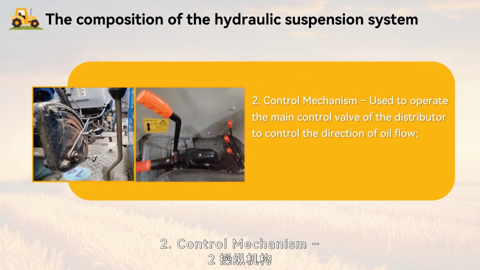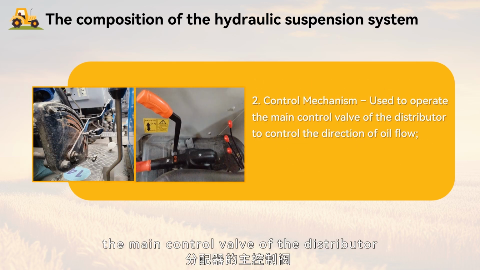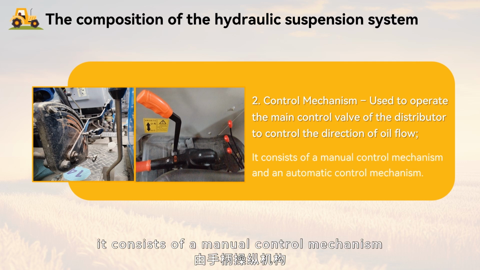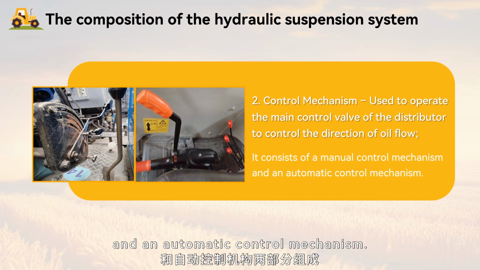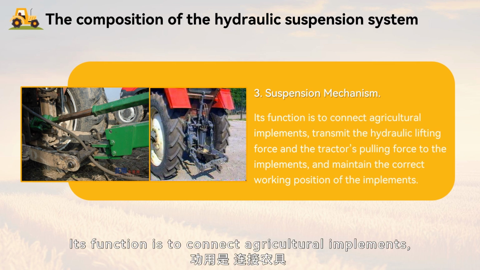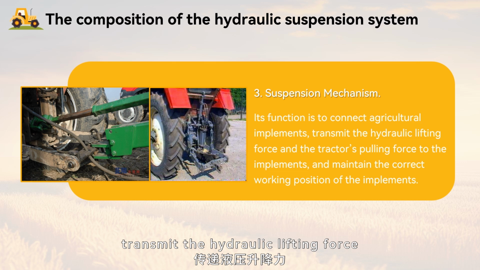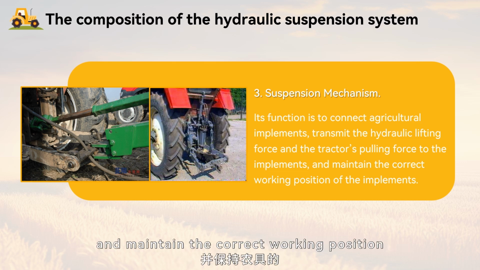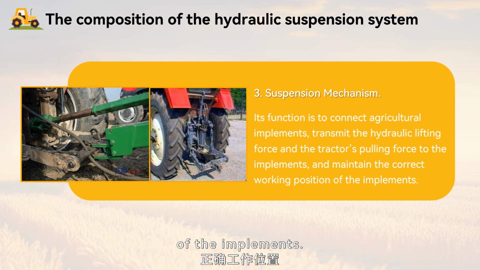2. Control mechanism, used to operate the main control valve of the distributor to control the direction of oil flow. It consists of a manual control mechanism and an automatic control mechanism. 3. Suspension mechanism. Its function is to connect agricultural implements, transmit the hydraulic lifting force and the tractor's pulling force to the implements, and maintain the correct working position of the implements.